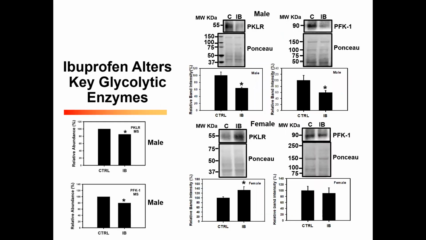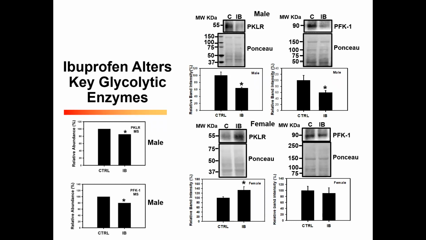and we decided to look at that next. And again, we see gender changes. So metabolism is really affected. In males, pyruvate kinase is decreased and phosphofructokinase is decreased. And for anyone that remembers their biochemistry, these are two of the most important enzymes in glycolysis for rate limiting, because they're irreversible. And the most important is the phosphofructokinase.